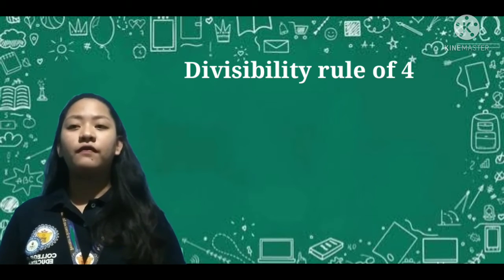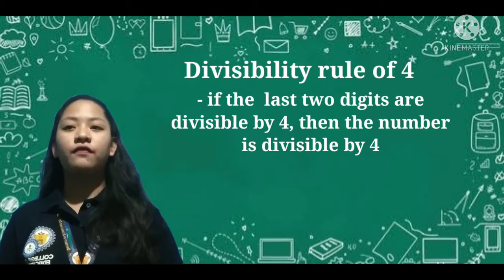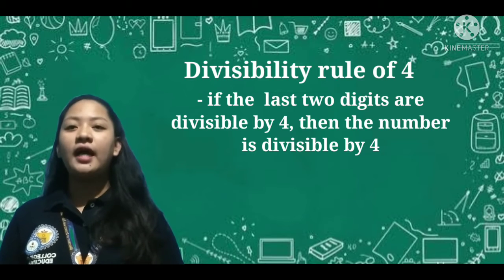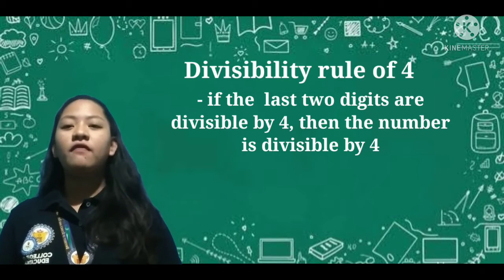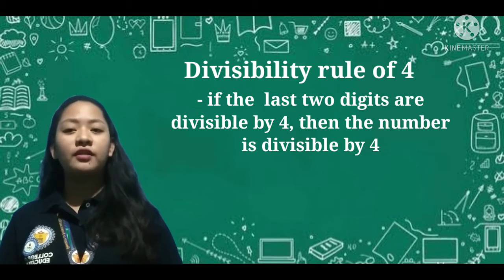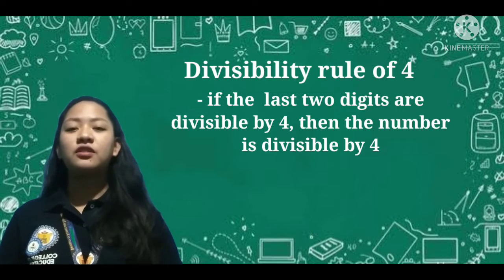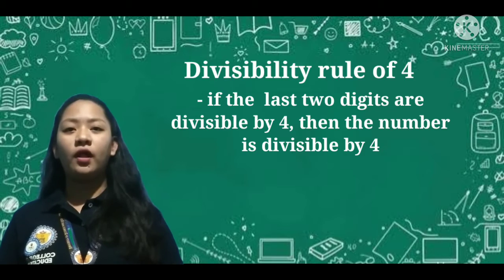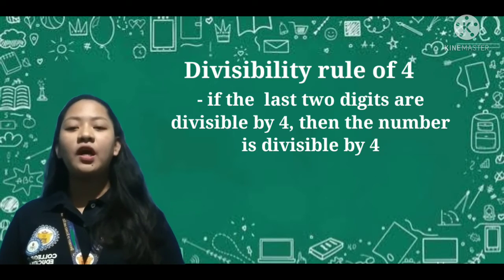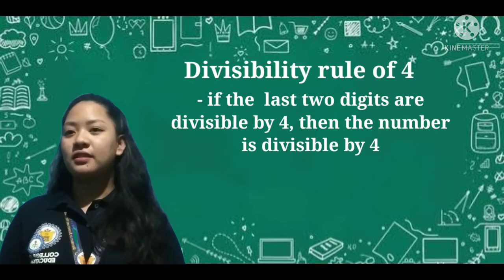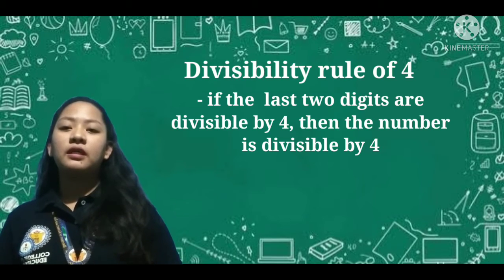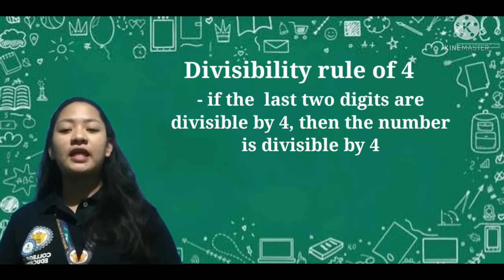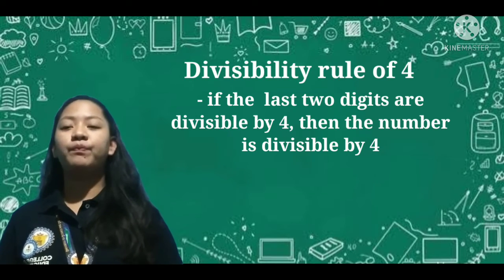Divisibility Rule of 4. If the last two digits of a number are divisible by 4, then the number is a multiple of 4 and divisible by 4. For example, 1216. Considering the last two digits, 16, 1216 is divisible by 4. Another is 1008. Since 08 is divisible by 4, therefore 1008 is divisible by 4.